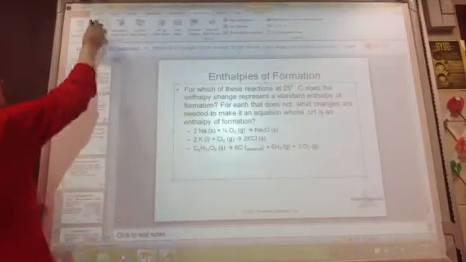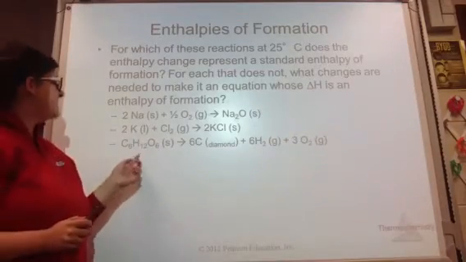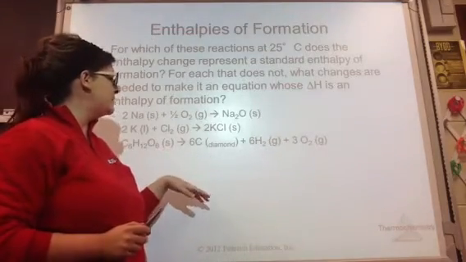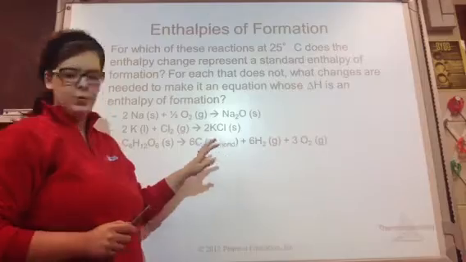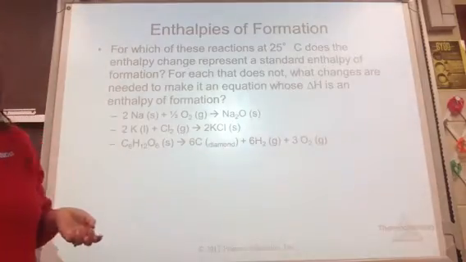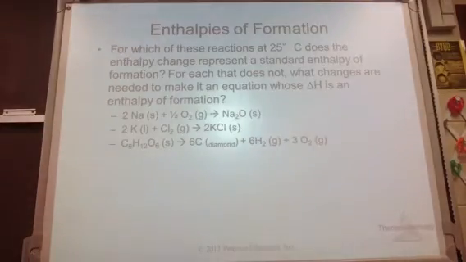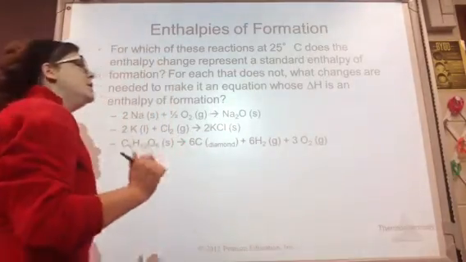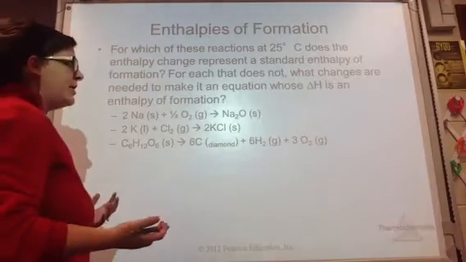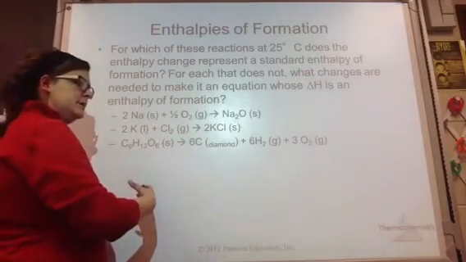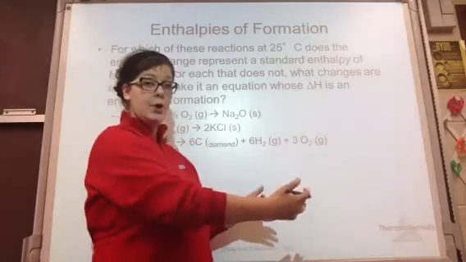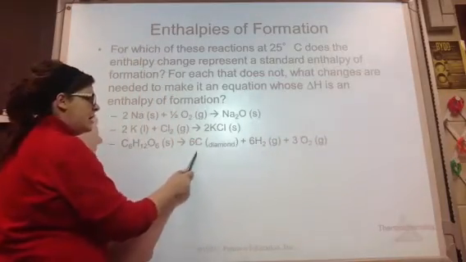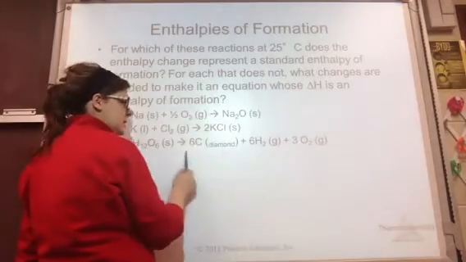Okay, let's look at the next one, or our last one. I have C6H12O6, and it's decomposing into carbon, which is in the diamond form, and then I have hydrogen gas that's also formed, and then oxygen gas. So we said that standard enthalpy of formation would be where we're taking elements, reacting them to form a product, a compound. But this is actually the opposite of what's happening here. I have a compound that's decomposing into these.